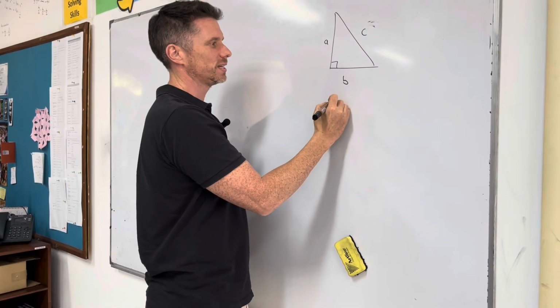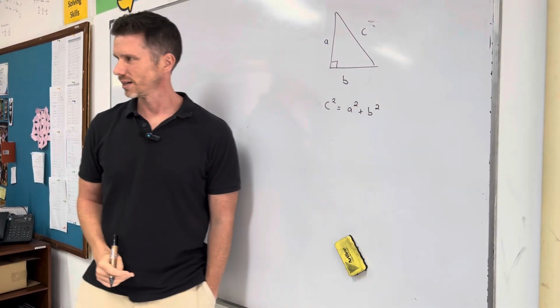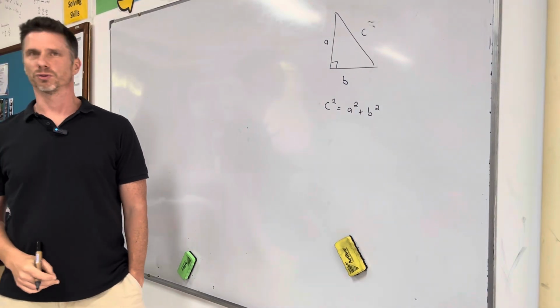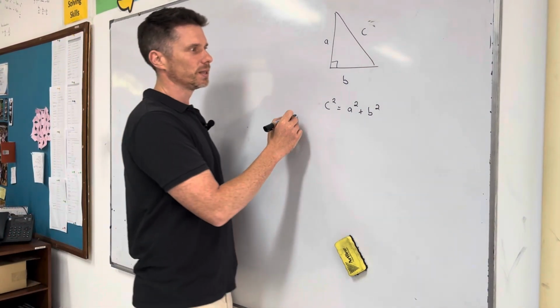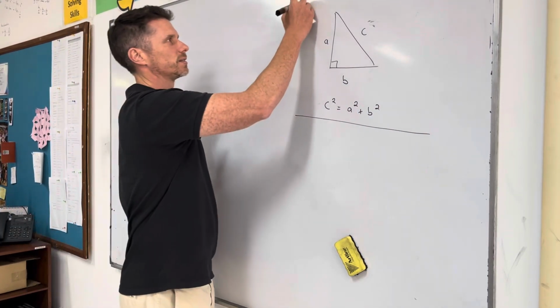And b. So c squared is a squared plus b squared. That is Pythagoras. We don't need to go through that one again. The next thing we'll look at is our trig ratios. So this is Pythagoras.